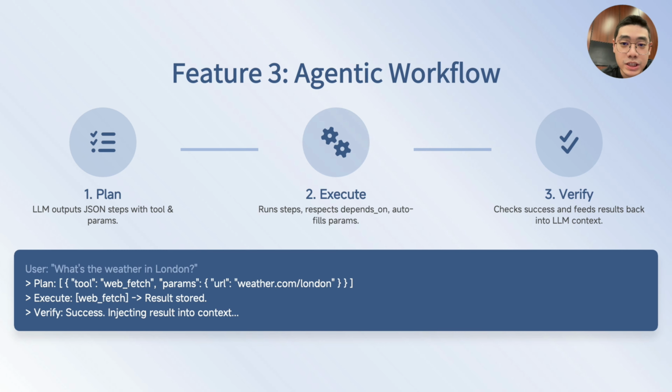Feature 3 is agentic workflow. The first is plan. The model proposes JSON steps with tools and parameters. The second is execute. We run steps in order, respect depends-on, and can autofill missing parameters from the prompt. The third is verify. We check whether each step succeeded and only then feed the result back into the model context for the final response. The example here shows a web fetch plan, execution storing the result, and verification injecting context.